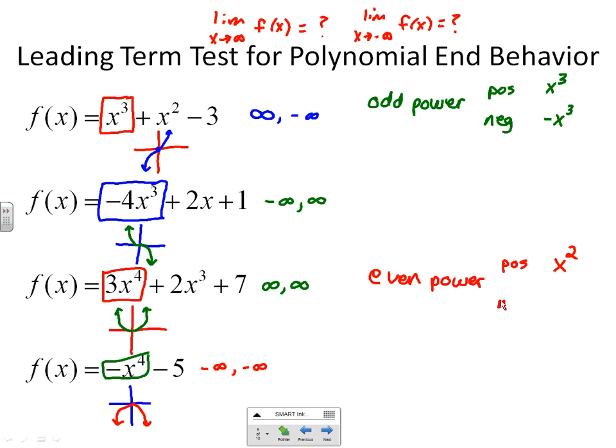Okay, and the negative has the same end behavior as negative x squared. So as long as you can come up with what the end behavior is for x cubed and negative x cubed, x squared and negative x squared, you can figure out the end behavior for any polynomial function using the leading term test without having to graph it, which is really neat because that way we don't have to come up with the perfect window to figure out what our graph actually looks like, because that's really annoying to have to do. Okay, so that's the leading term test for polynomial end behavior.